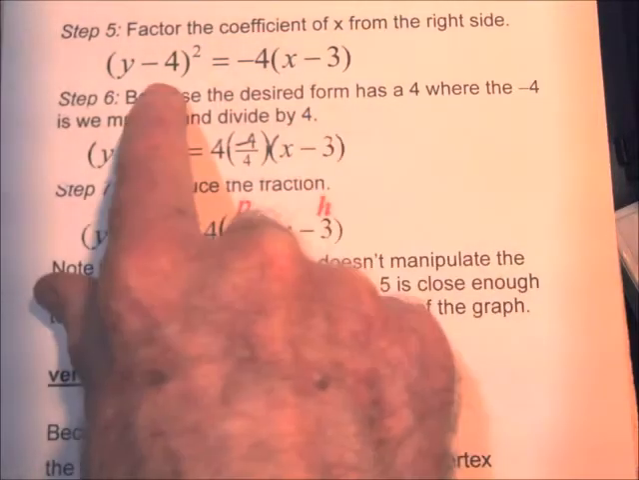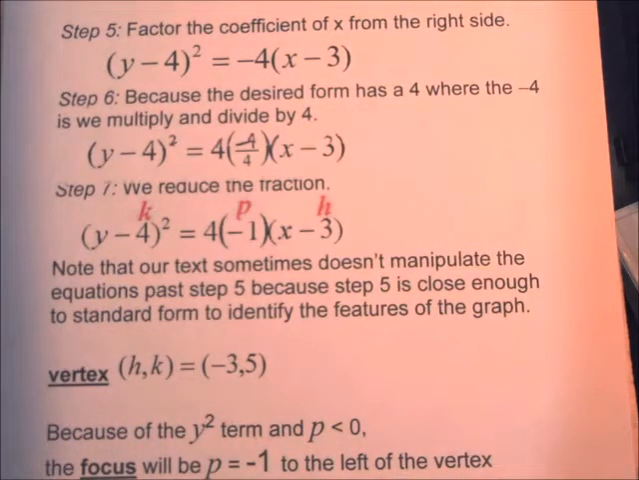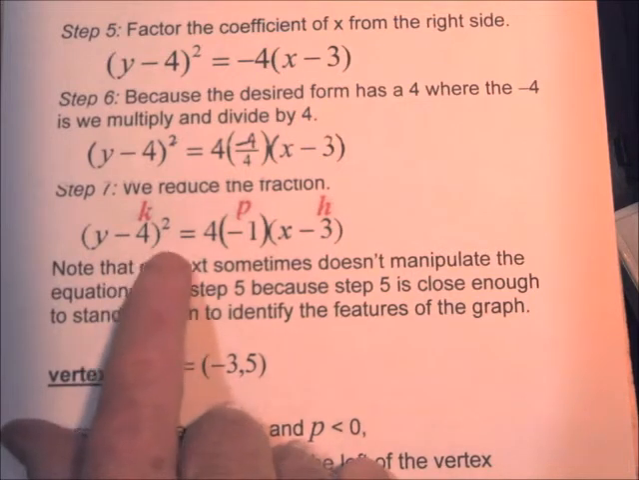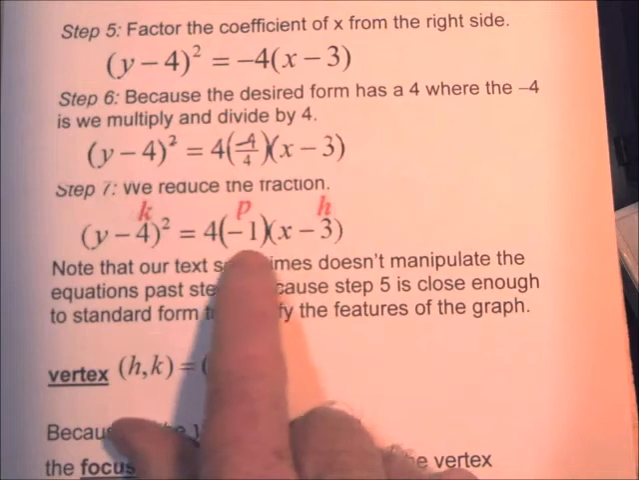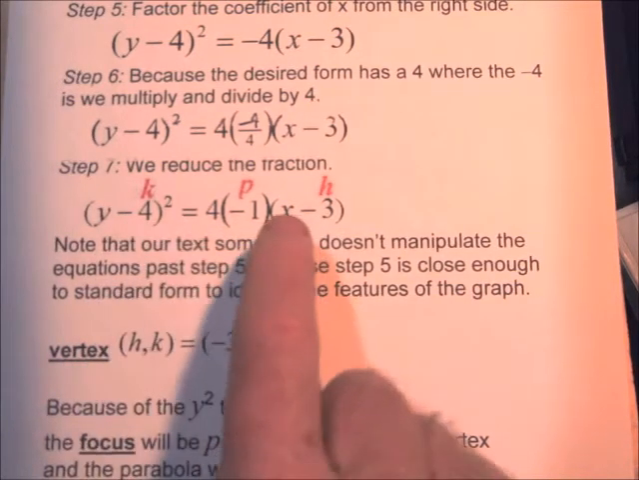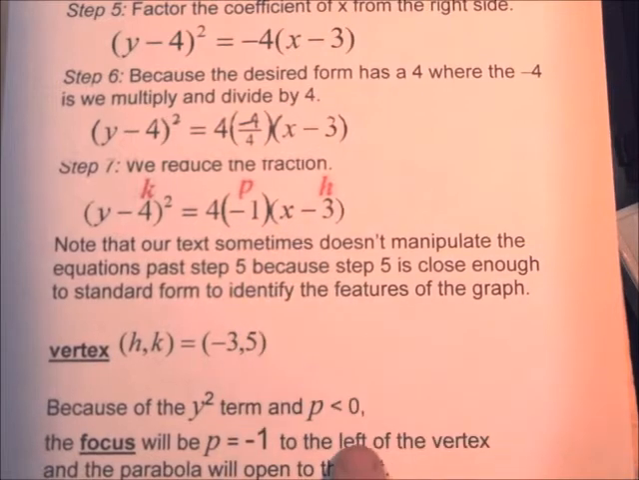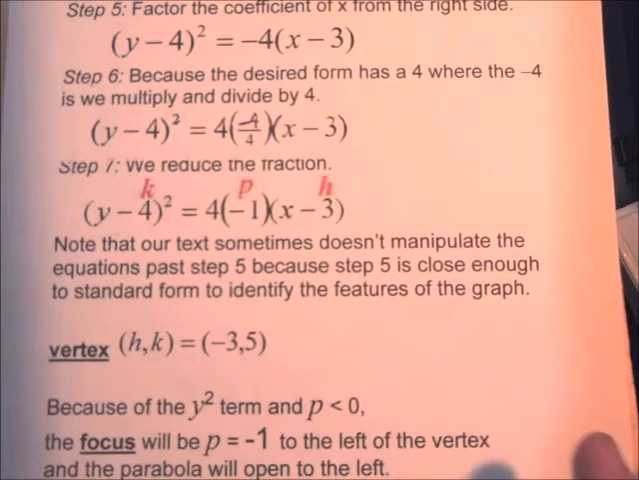By the way, the book often stops on step 5 because that's close enough to the standard form to identify the features. But here I carried it all the way to step 7 to put it exactly in standard form. The vertex h, k is negative 3 comma 5. Because we have a y squared term, it's going to open left or right, and p less than 0 means the parabola is going to open to the left.